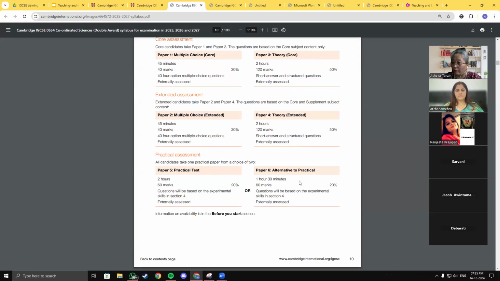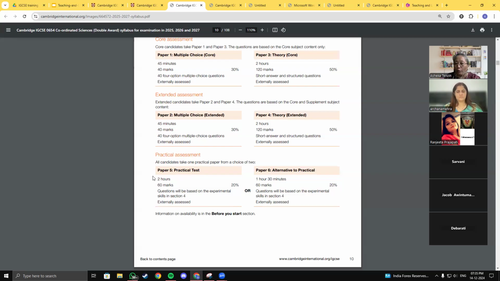And now it depends on the school what they choose, either paper 5 or paper 6. If you do paper 5, then you will have to do the practical test in the laboratory. You will have all the instruments and devices and you will have to do that experiment. And the materials and everything, question paper will come a few months before May. It will come around January, February. And you have to do an internal practical examination.